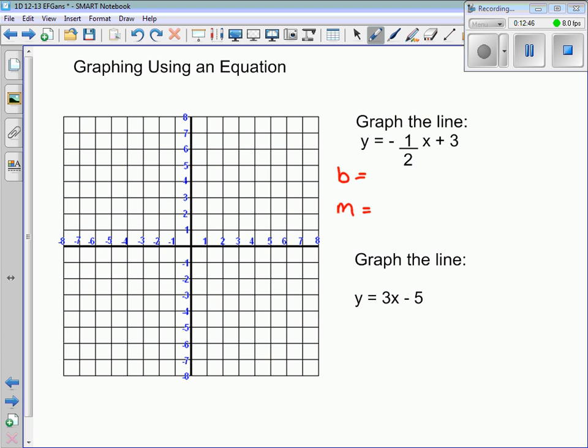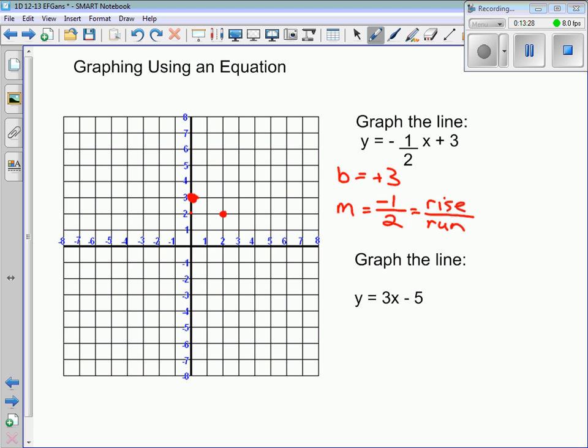Nicole? +3. So that gives us a point that we can graph. We go to our y-axis, we put a point right there at +3. Okay, next up. What is our slope? -1/2. Now, how can we use this slope to help us graph this line? Well, this is telling us our rise and our run. So our rise here is -1, so we're going to go down 1. Our run is +2, so we're going to go over 2. And that'll give us another point on our line.